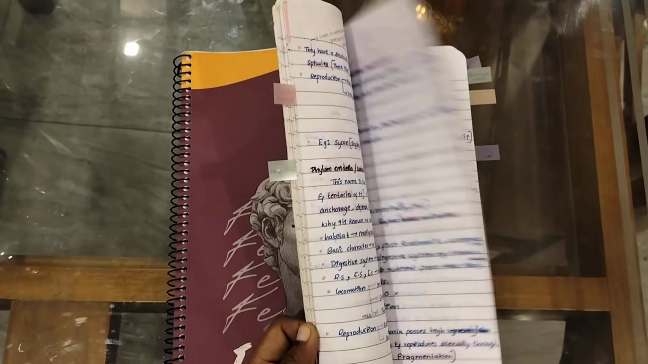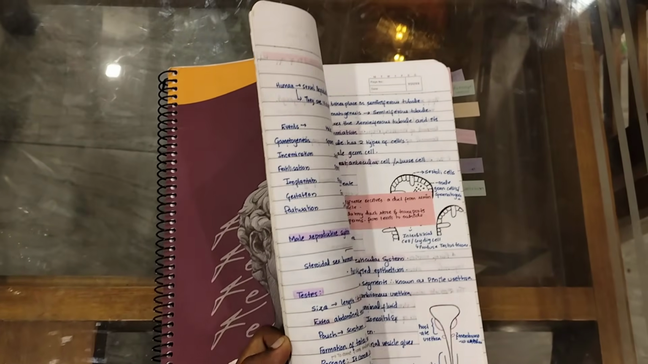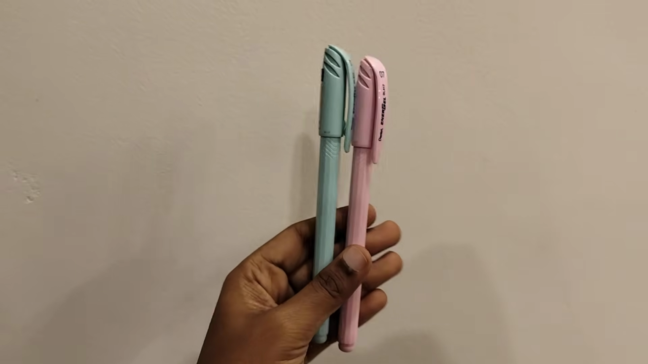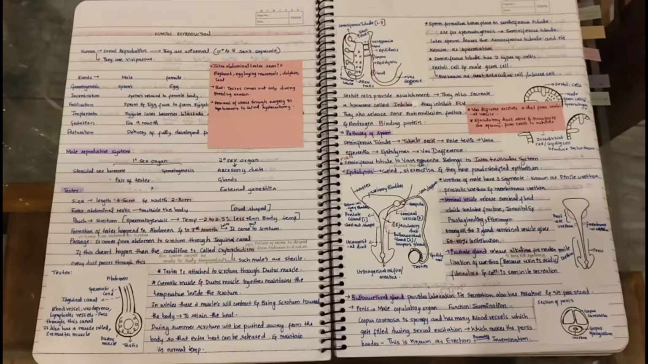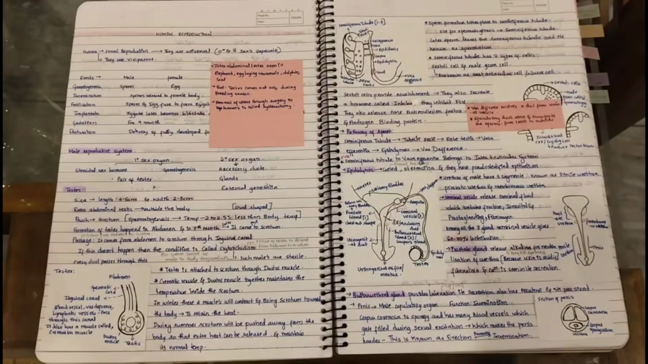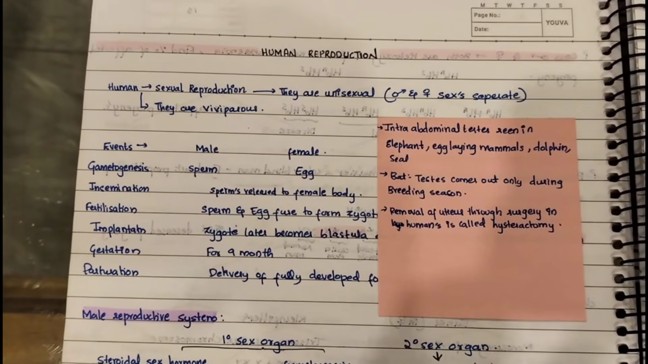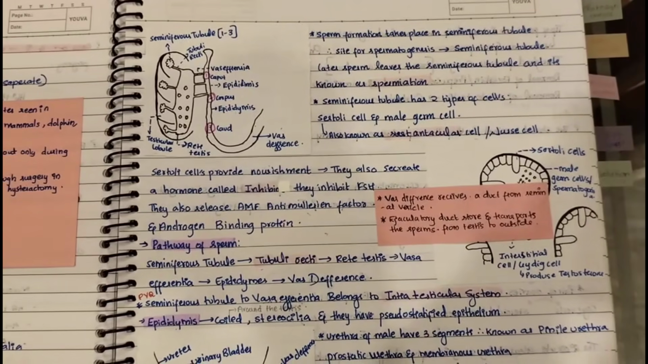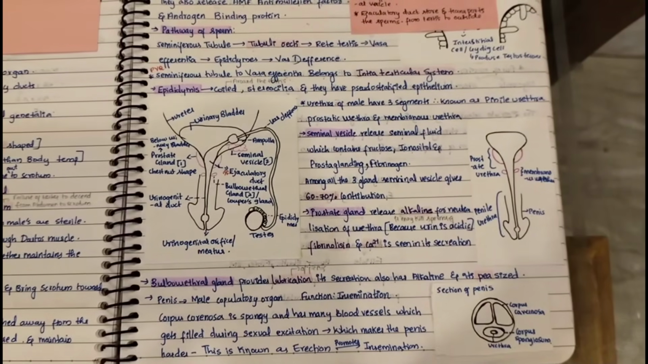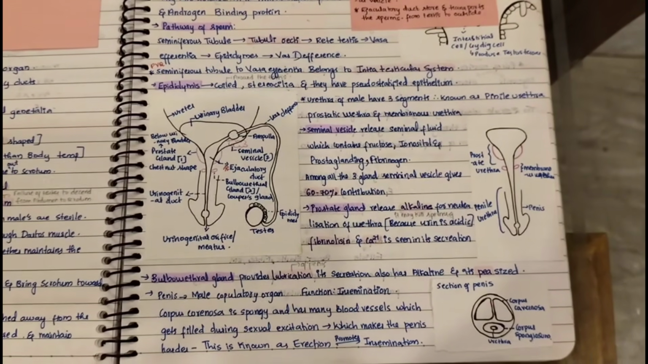Now talking about the long notes of biology, I use the Pentel 0.7 pen. It has a thick nib and it is very smooth. I love these pens. For the biology long notes, I usually write the title in a very simple font. And mainly about the diagrams in biology, I usually draw them on an A4 paper first and then cut and paste them in my notebook.